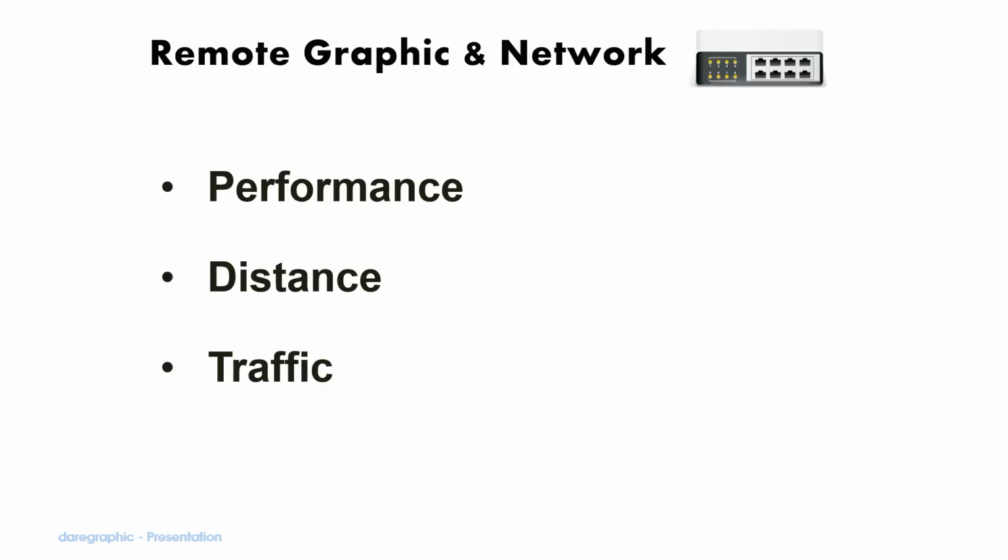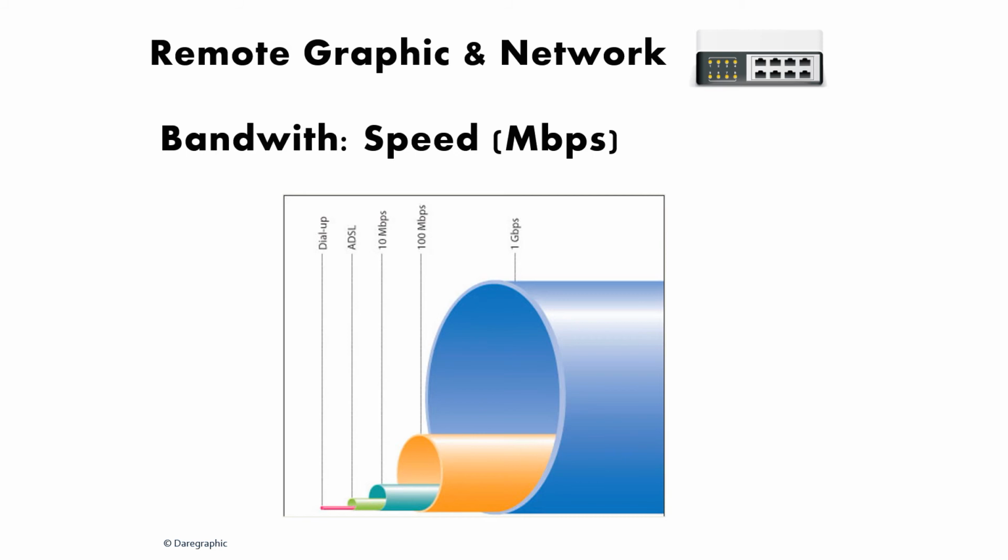Now let's look at the network component. Everybody's saying, okay, what type of performance do I need for my remote graphic instances? How far can I go? And something people don't think about is, would there be traffic on my network? Maybe, maybe not. These might sound basic for some of you that are a bit more technical, but I think it's important we go back to the basics about the network deployment in a remote graphic environment.